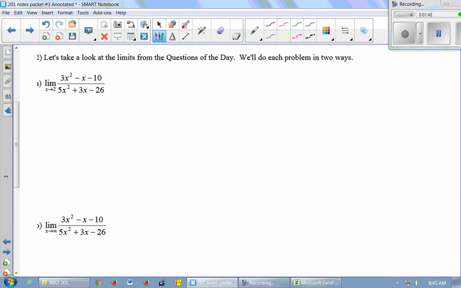Okay, so if I just plug in a 2 here, I get 3 times 2 squared minus 2 minus 10 over 5 times 2 squared plus 3 times 2 minus 26. So that's 4 times 3 is 12, minus 2 is 10, minus 10 is 0, and 20 plus 6 minus 26 is 0. And what do we say about 0 over 0? Undefined. It's an indeterminate form. Yeah, we call that an indeterminate form. So it just means we have more work to do.